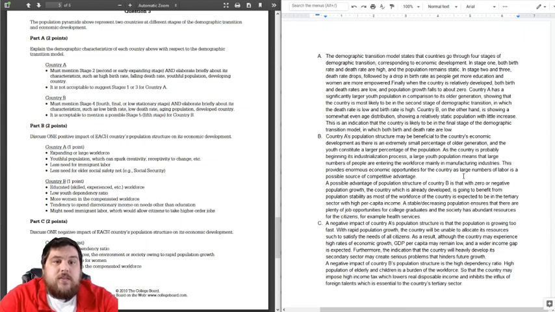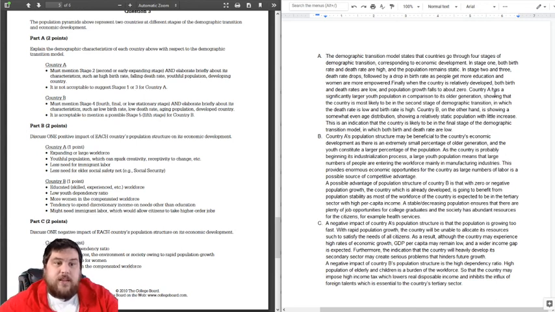The demographic transition model states that countries go through 4 stages of demographic transition, corresponding to economic development. In stage 1, both birth rate and death rate are high, and the population remains static. In stage 2 and 3, death rate drops, followed by a drop in birth rate as people get more education and women become more empowered. Finally, when the country is relatively developed, both birth and death rates are low, and population growth falls to about 0. So here they've described the demographic transition model, so you know they know what they're talking about.